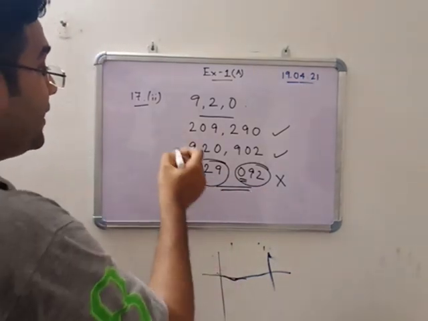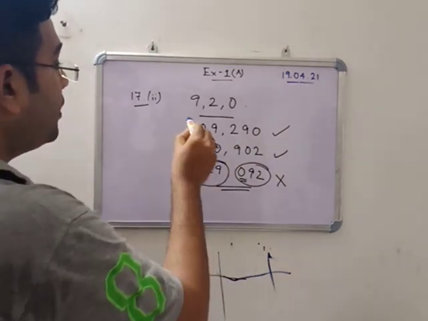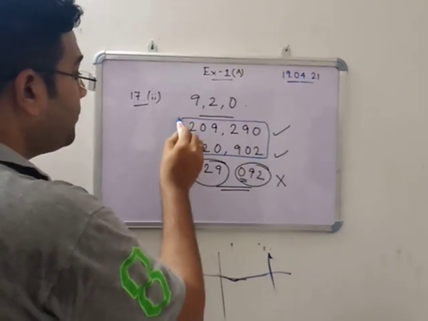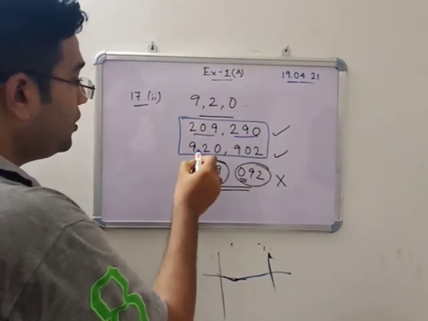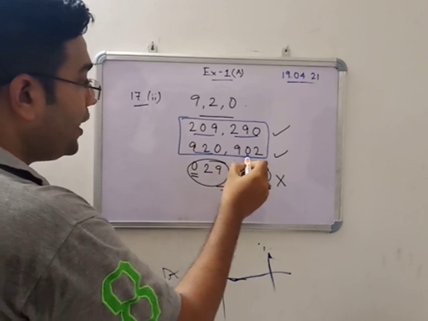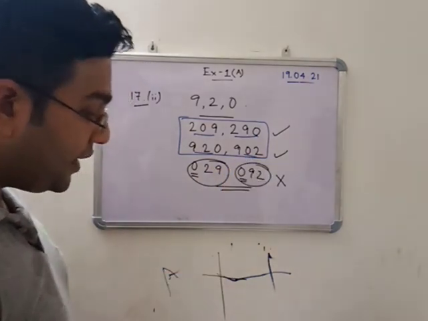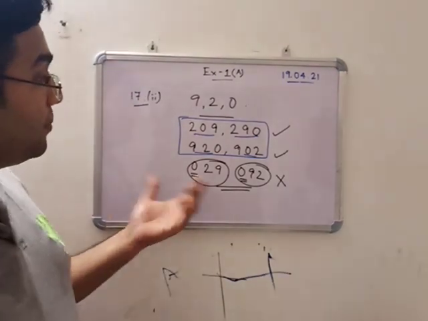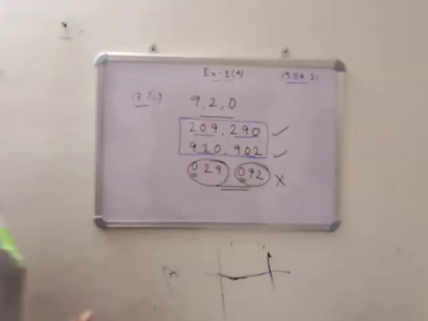You only take these numbers. We are only taking these 4 numbers. Okay. So 209, 290, 920 and 902. These 4 numbers we can write, these are 3-digit numbers. Okay. Note it down.